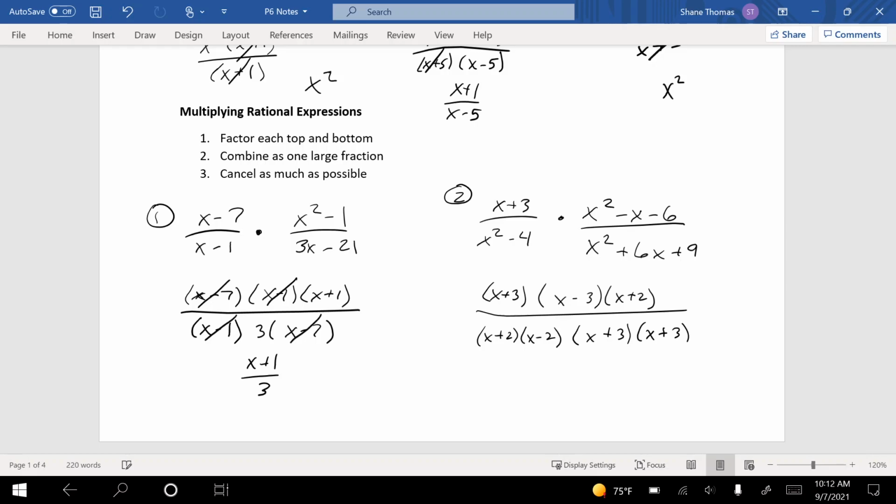Alright. What we got? X plus 2 and x plus 3 cancel. Is that it? Yeah. So we're left with x minus 3 over x minus 2, x plus 3. What are your restrictions? X not equal to 2 or negative 3. Correct. Questions so far? Feeling good about life?